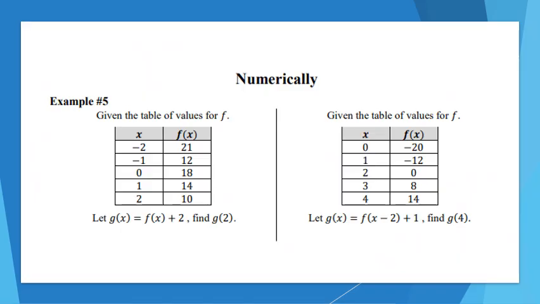So looking at it numerically, given this table, and then g of x is f of x plus 2, find g of 2. Here, there's multiple ways to do it. The first way is looking and seeing that this is shifting your y values. You're moving it up 2. And so we can just add 2 to all of our y values here. So this is g of x, equal to f of x plus 2, which is just 23, 14, 20, 16, and 12. And then g of 2 is just going to be 12.